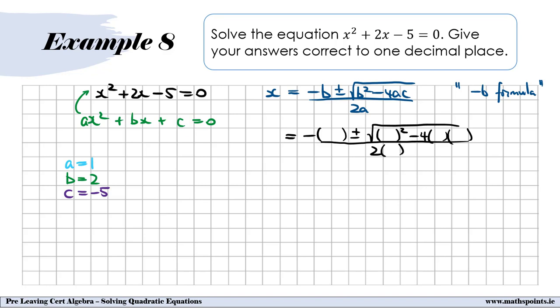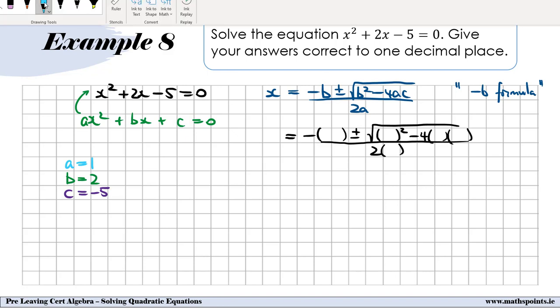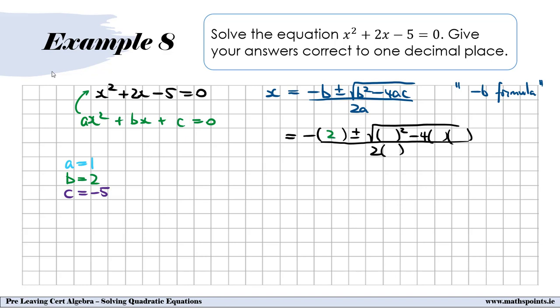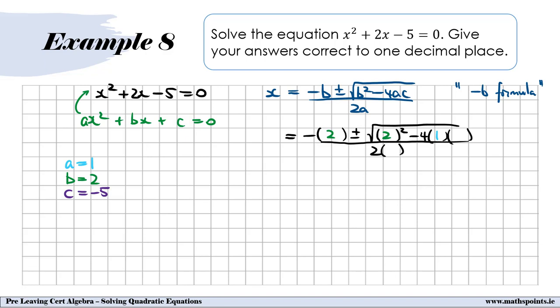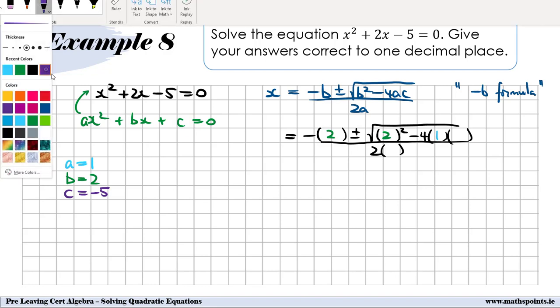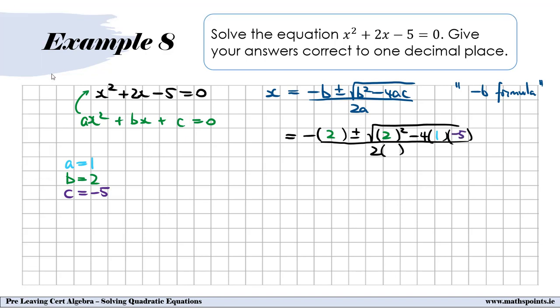So let's just sub in those numbers. So the formula is minus, and then we have our b. So b, remember, is 2. So it's minus 2 plus or minus b squared. So again, b is 2. So 2 squared minus 4 by a, which is 1, multiplied by c, which is minus 5. And that's all over 2 by a, and remember a is 1.